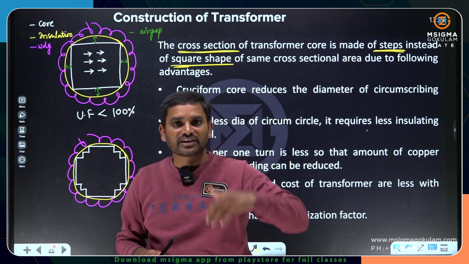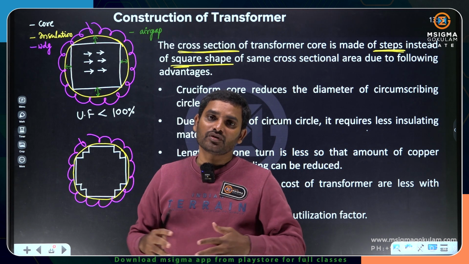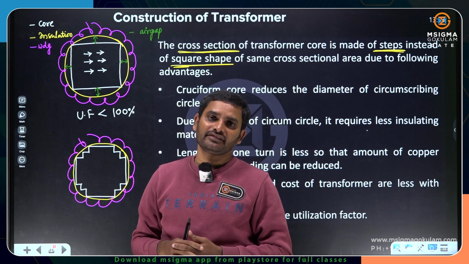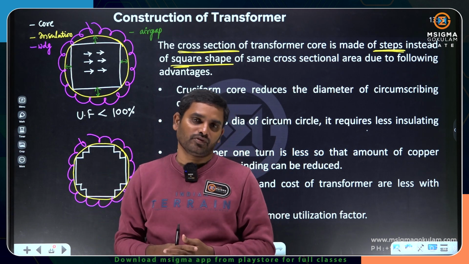If copper is more and insulation is more, obviously the weight is more. If the weight is more, the size is more. If copper is more, copper losses are more.